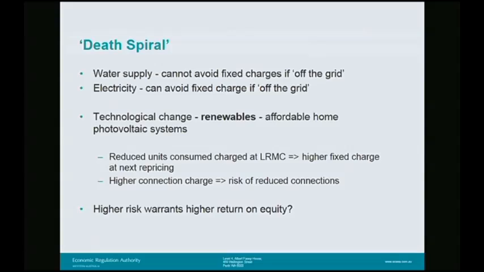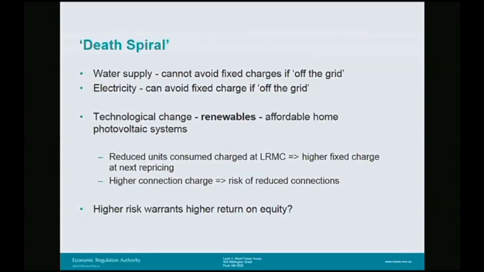The death spiral problem is claimed in the electricity industry, and it's the stranding of large chunk assets. Some interesting differences between water supply and electricity: in water supply you cannot avoid fixed charges if you're off the grid, for historical reasons and for health reasons, and the assumption that you're going to be a free rider if you don't pay for it. You can't avoid the fixed charge if you go off the grid with water. It's legislated. But with electricity you can go off the grid. You can pull your meter out, use candles or solar panels or whatever, and you can go off the grid. Well, this is the argument that's put forward.